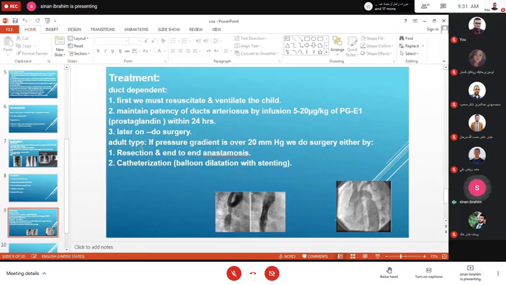In the adult type, as we say, if the pressure gradient by echo is more than 20 millimeter Hg, we do either cath or surgery. By surgery, they do resection and end-to-end anastomosis of the interrupted arch or area of severe coarctation, while in the cath lab we do balloon dilatation and stenting of the arch.